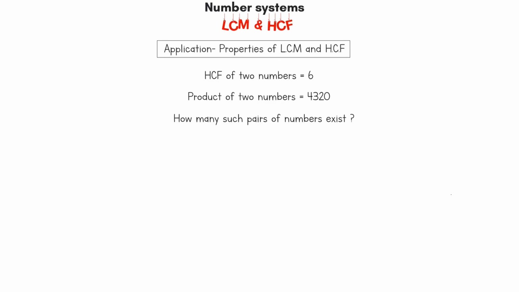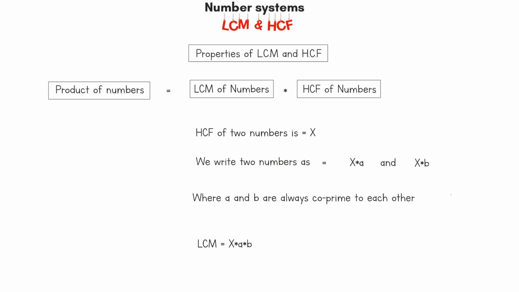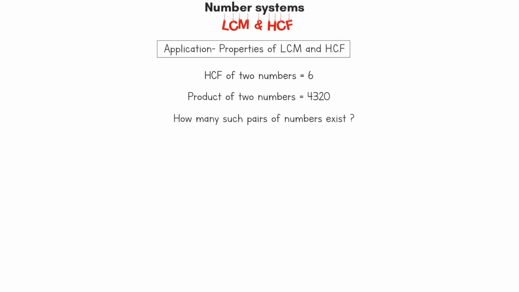Okay, so let's start using what we learned from our property. If the HCF of two numbers is 6, I can write one number as 6 into A, and the other number I can write as 6 into B. How do I know this? Again, my property: if the HCF of two numbers is x, one number is x into A, the other number is x into B. Now my x is 6. 6 into A, 6 into B will be my two numbers. So that's what I write here.